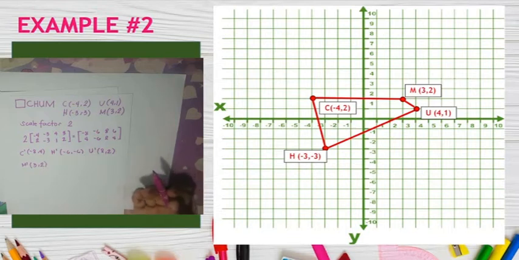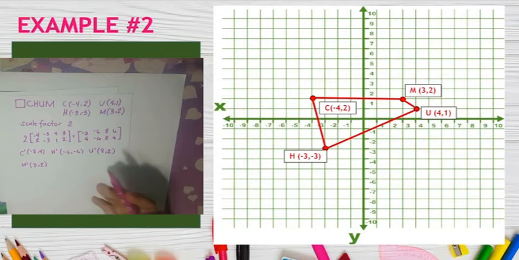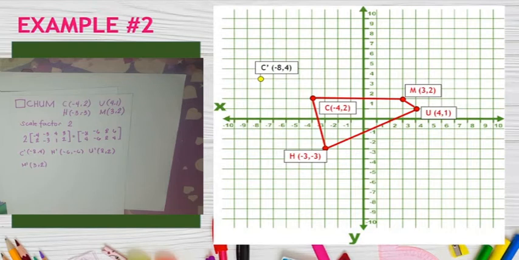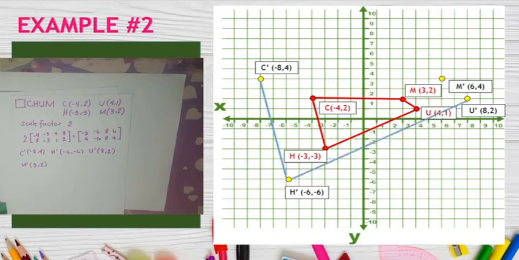Now that we have the respective coordinates for our dilated quadrilateral, let's draw them here on our Cartesian plane. So we have here the coordinates for C prime, which is -8 and 4, H prime, which is -6 and -6, U prime, which is 8 and 2, and M prime, which is 6 and 4. Let's connect them. Here we go. So as you can see, we still have the same pre-image, just an enlarged version of it.